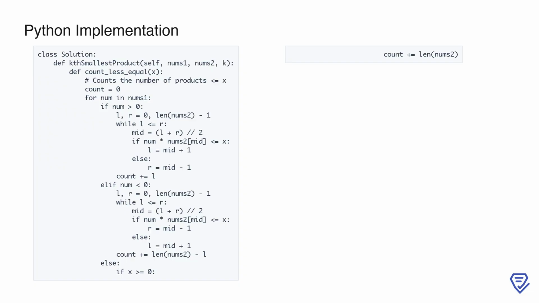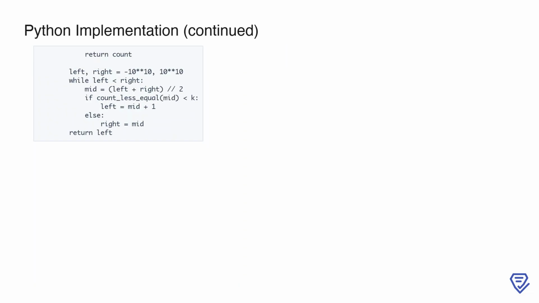The count_less_equal function is then used within a binary search framework to find the kth smallest product. We first initialize the search boundaries, left and right, to cover the entire range of possible products, which could extend from -10 to the power of 10 to 10 to the power of 10. While left is less than right, we calculate the midpoint mid and determine how many products are less than or equal to mid using the count_less_equal function. If this count is less than k, it means the kth smallest product must be larger, so we adjust left to mid plus 1. Otherwise, we narrow the range by setting right to mid.